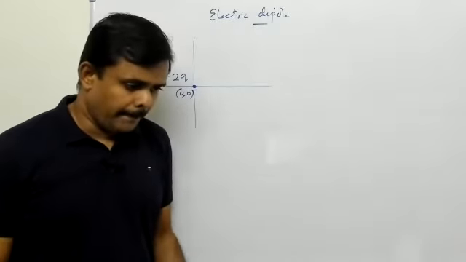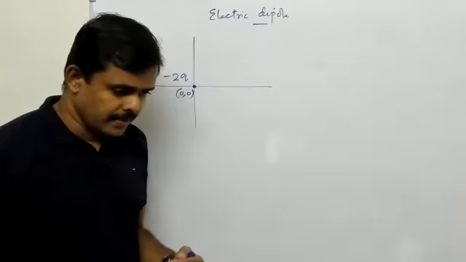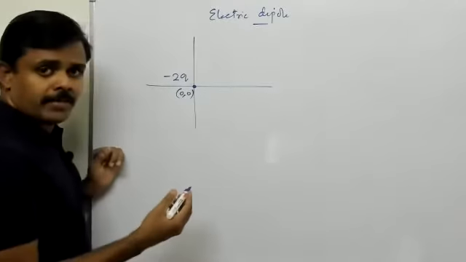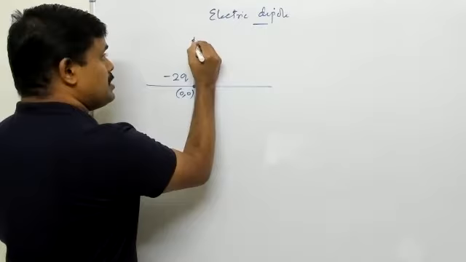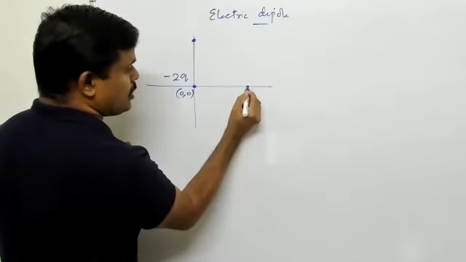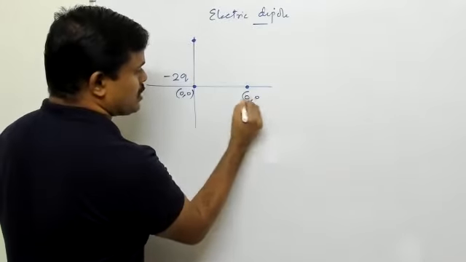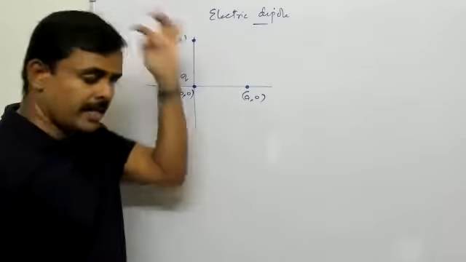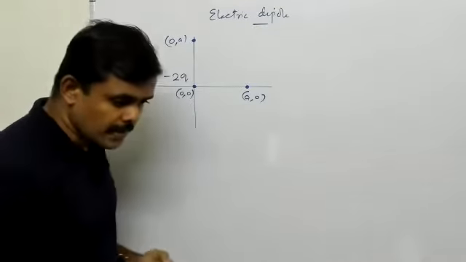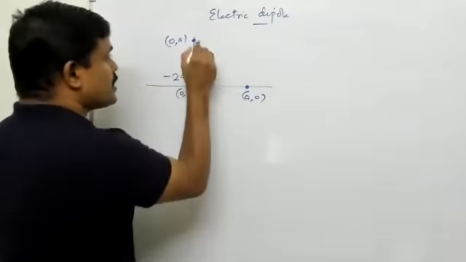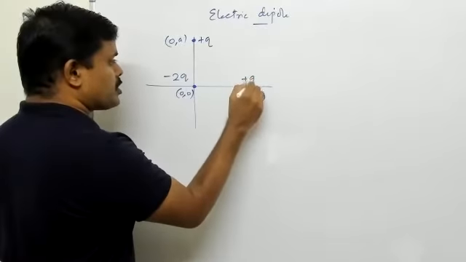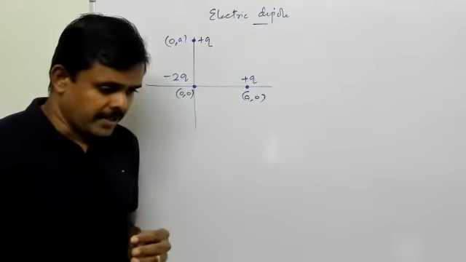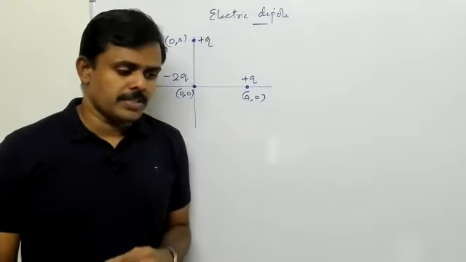Then what? Plus Q and plus Q are placed at 0, A and A, 0. 0, A means right here. A, 0 means here. This is A, 0. This is 0, A. I have the locations. What are the charges placed? This charge is plus Q. This charge is plus Q. It's a typical question. Okay.